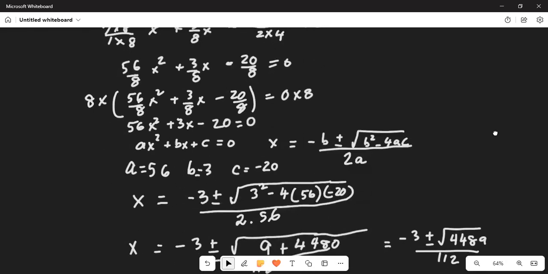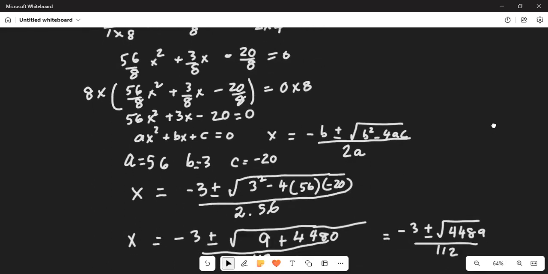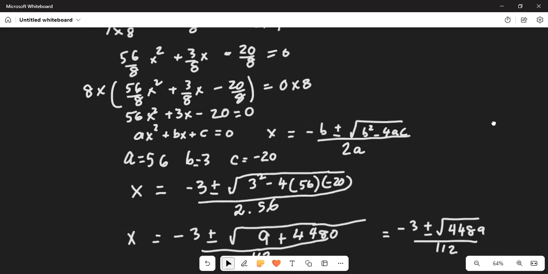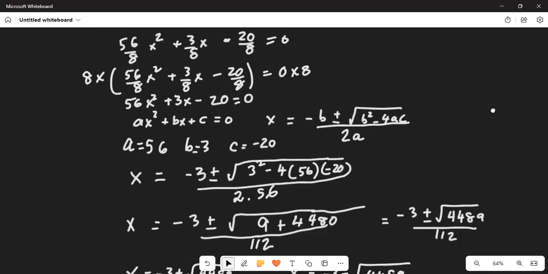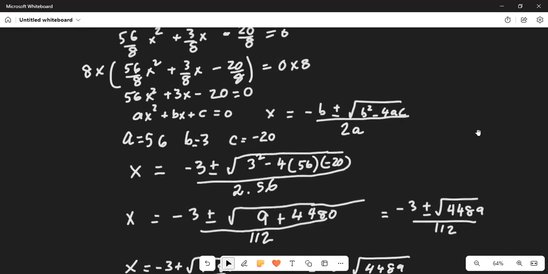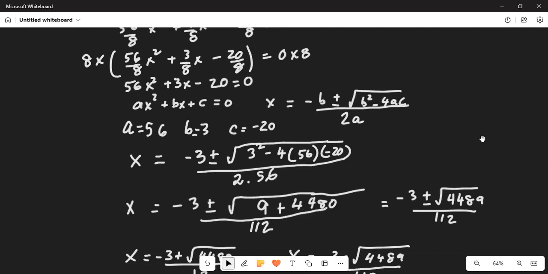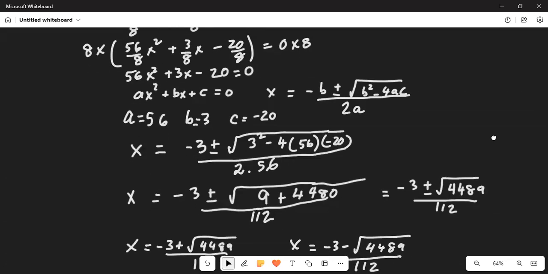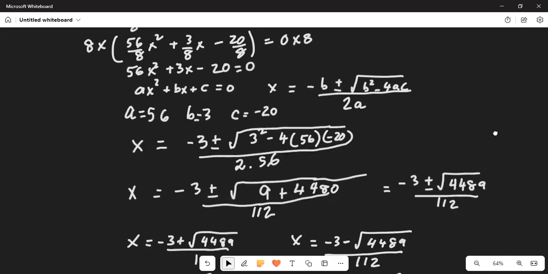Now I will compare with the standard form of a quadratic equation, ax squared plus bx plus c equal to 0, whose solution is x equal to minus b plus or minus square root of b squared minus 4ac, over 2a. So I will compare apples to apples. The coefficient of x squared in my equation, a, is equal to 56. The coefficient of x, b, is equal to 3. And the constant term c is minus 20. I substitute those values of a, b, and c in the solution.